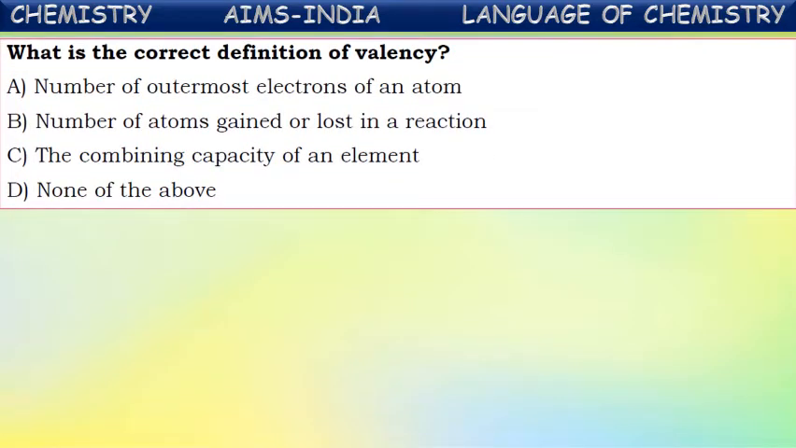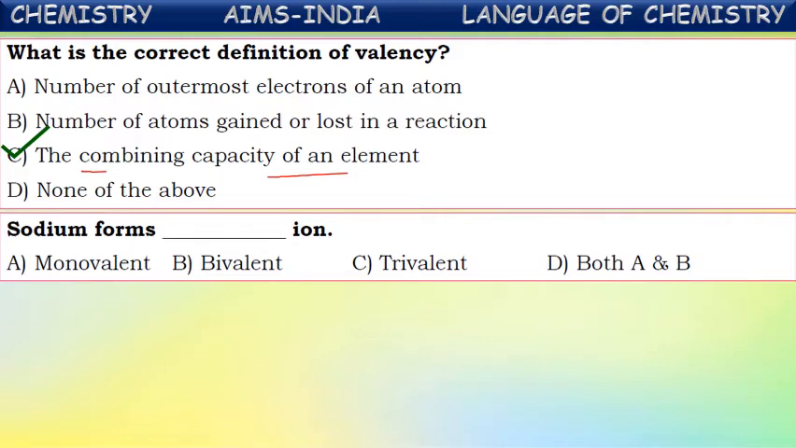What is the correct definition of valency? See here: number of outermost electrons of an atom, number of atoms gained or lost in a reaction, the combining capacity of an element, none of the above. Number of atoms gained or lost again gives a charge. If suppose 8 outermost electrons are there, 8 cannot be its valency. Valency is nothing but the combining capacity of an element. So the third option is the correct option.